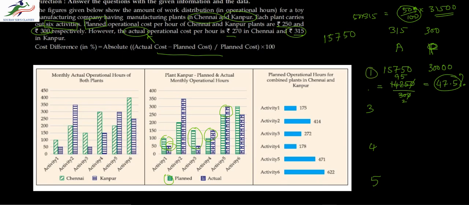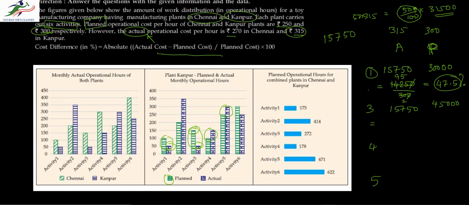Similarly, for activity 3, we have actual as 50. So again, 50 into 315 would be 15750, and the planned would be 150. So 150 into 300 is 45,000.